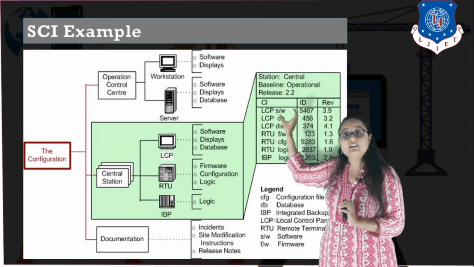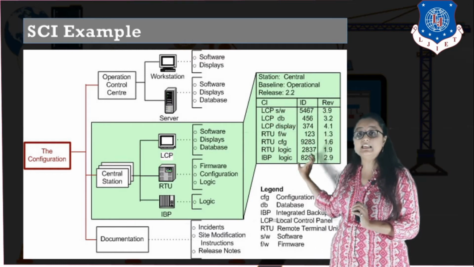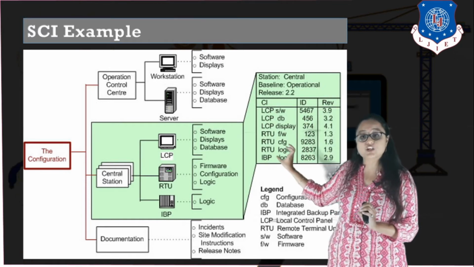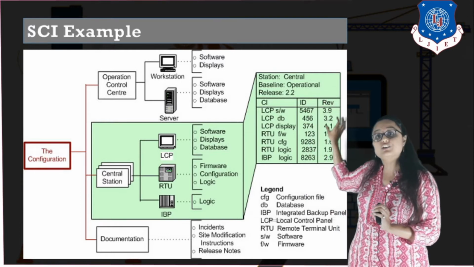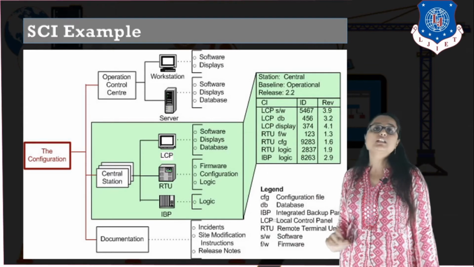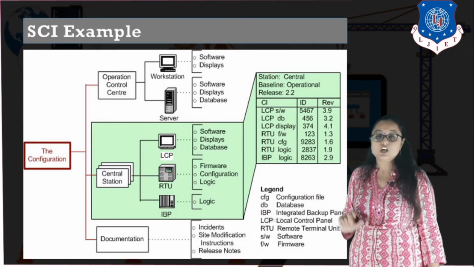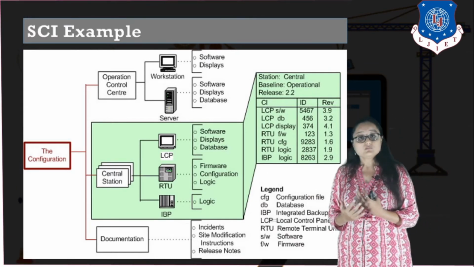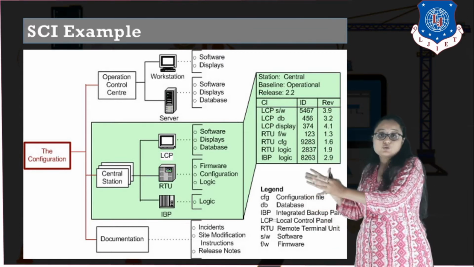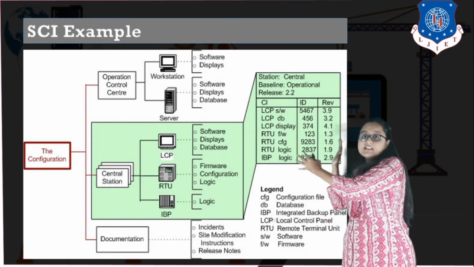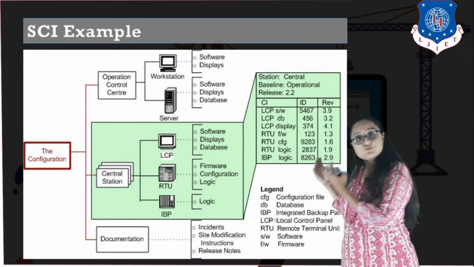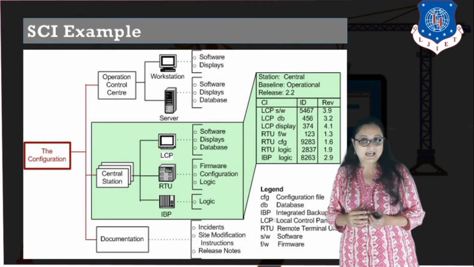Again, with the name I will have a unique identification, that is an ID number, which is a unique number attached to every configuration item. Also I have a revision number. This is the version number which has been attached to this particular configuration item, right? So whenever I change anything in any of these configuration items, I will have to maintain every change in this configuration item register, right? So this was a small example of a software configuration item.